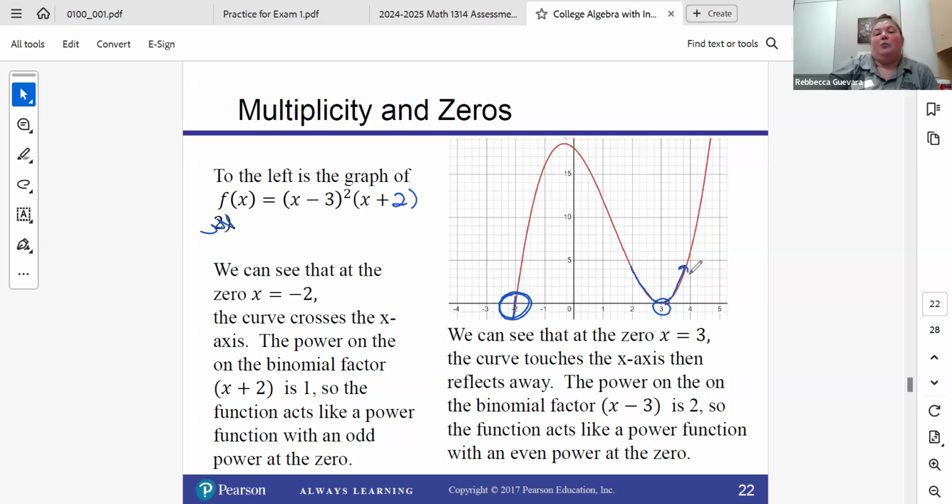So the power on the factor, the multiplicity, is going to tell you how your graph is going to behave at that zero. When you have those odd powers, it goes right through, like we'd see with all our odd power functions. When it was an even power, it comes down, touches, and turns away, like happened with all our even power functions. Those power functions were governing how things behave in the long run, but they also govern how we behave when we're crossing at zeros.